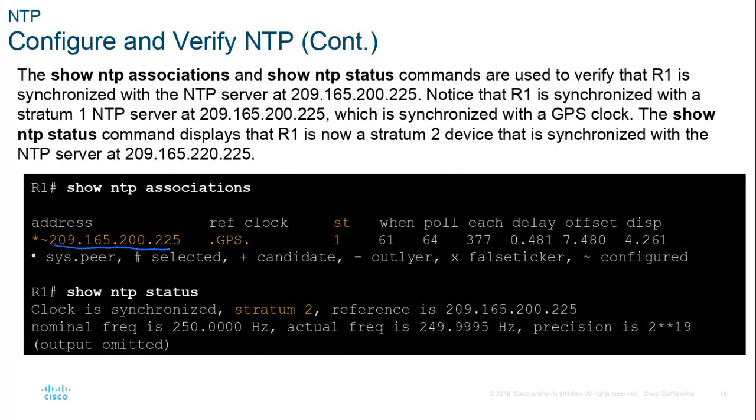And he's synchronized with a reference clock, a GPS reference clock. And then show NTP status shows that our clock is synchronized and our device within our network is a stratum 2 device. And he has an upper, more, you know, the federal government GPS $1 billion satellite network. That's pretty accurate. That's our main reference point that we lock onto.